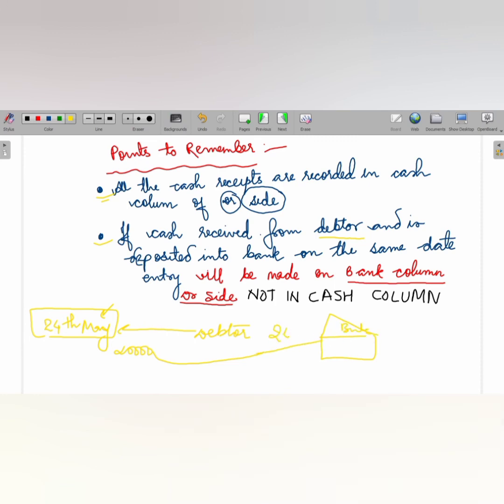उसी दिन 24th में। तब रूल क्या कहता है कि if the cash received from the debtor is deposited into the bank on the same date, then the bank column of the debit side will be affected, okay, not the cash column, क्योंकि यहाँ पे कैश हमारी बैंक में कन्वर्ट हो गई, that's why we are not recording in the cash column. Fine.